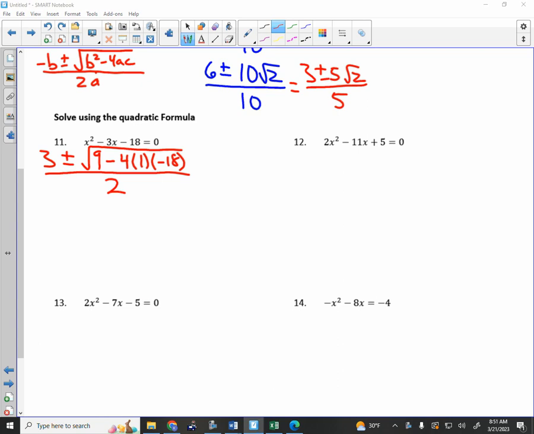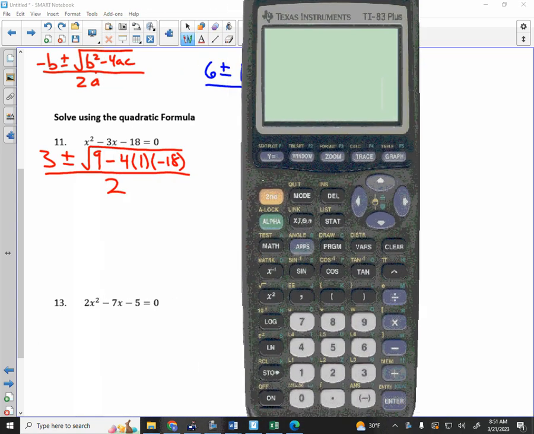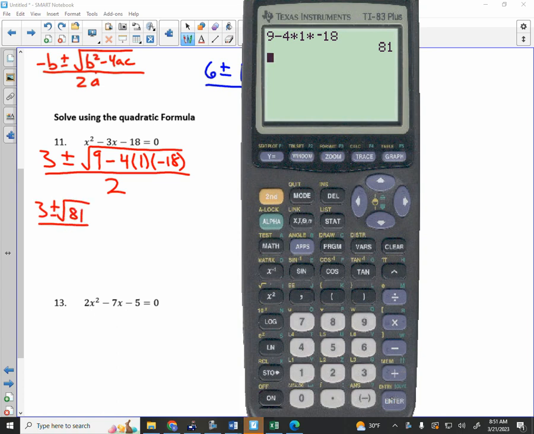Now, if you make a mistake on the inside for the discriminant, then everything falls apart. So if you can't figure it out, then just go ahead and type in 9 minus 4 times 1 times negative 18. And if you use your phones as a calculator, you're taking a risk because they don't know order of operations. I get 81. 3 plus or minus the square root of 81 over 2.